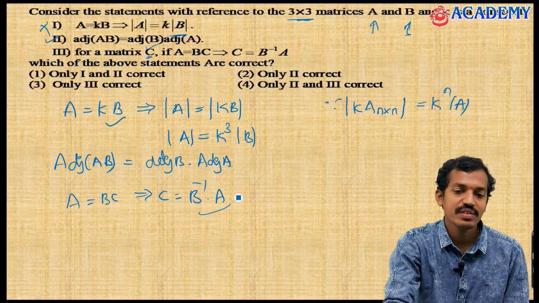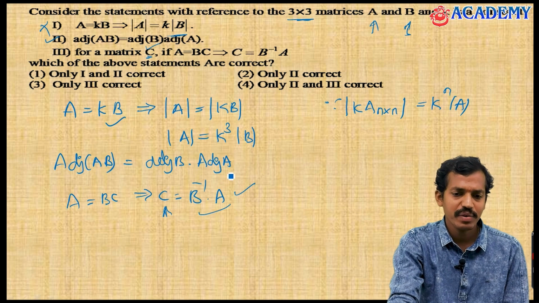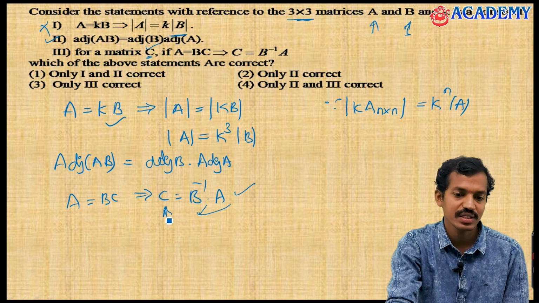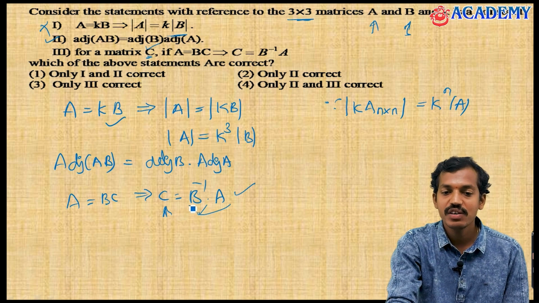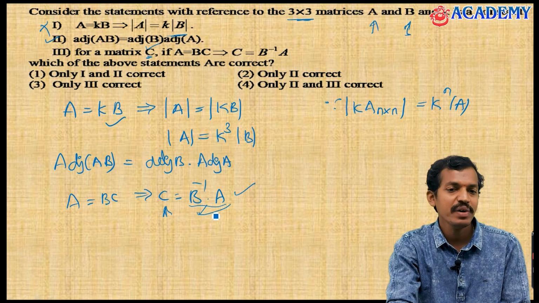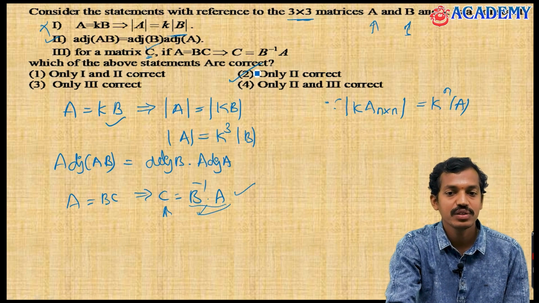C equal to B inverse into A we can write, but C should also be a square matrix. Why? Because B is a square matrix, A is a square matrix, that way the inverse exists. If C is also a square matrix, then this equation is going to be right. For any matrix we can't write like that, that's why the second option is going to be the right answer.